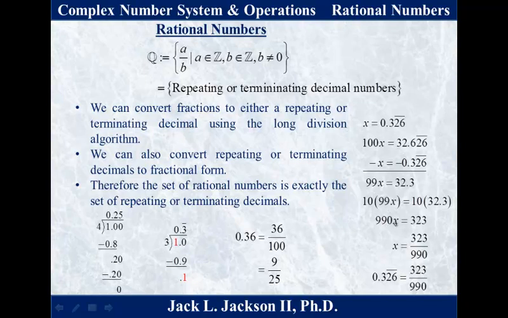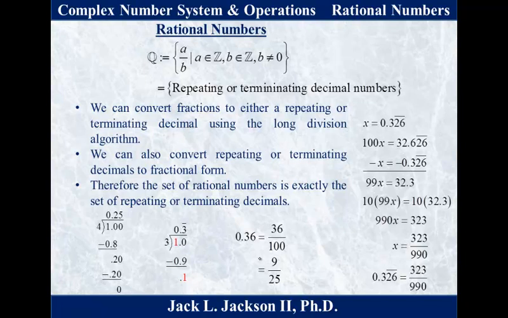And if we have a missing factor problem here, how do we solve it? By division. We want to find x. We have to divide by 990. And so now we have x as our fraction, 323 over 990. And we can use a technique like this for repeating decimals. The technique like we used on 0.36 we can use for terminating decimals.